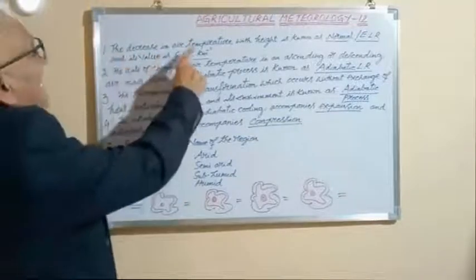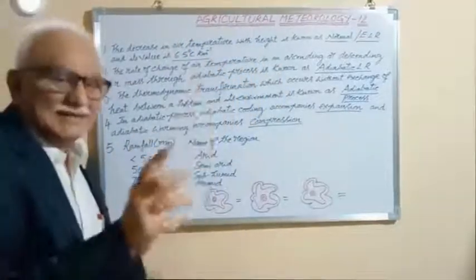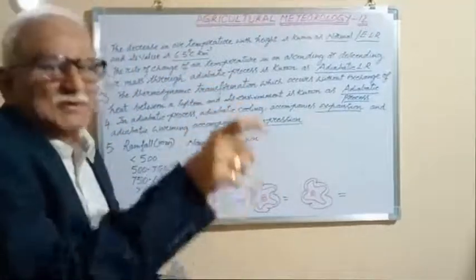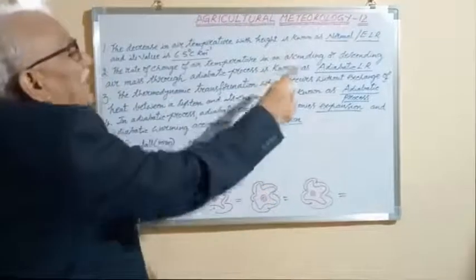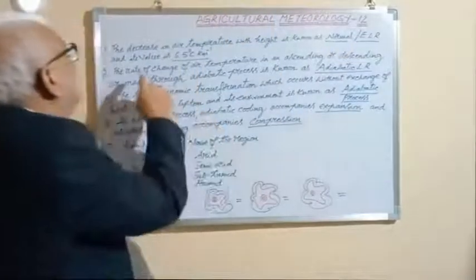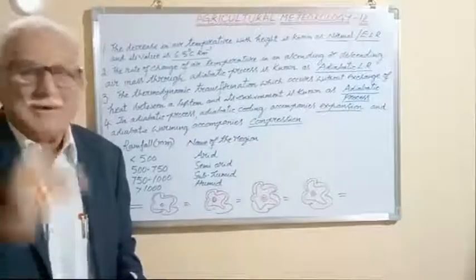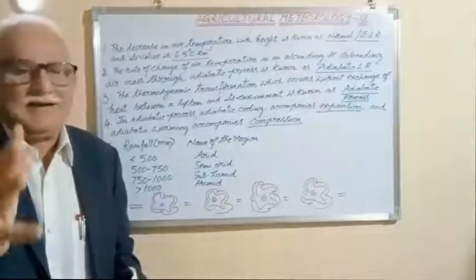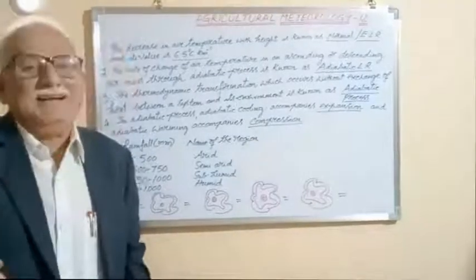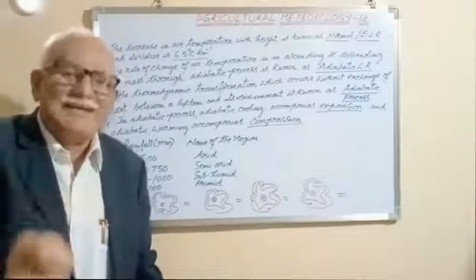The decrease in air temperature in the atmosphere with the increase in height, particularly in the troposphere, we call the normal or environmental lapse rate. Its value is 6.5 degrees centigrade per kilometer. If it is dry adiabatic, it is 10 degrees centigrade per kilometer. If it is saturated adiabatic lapse rate, it is 5 degrees centigrade. The average is not 10 plus 5 by 2. It is 6.5 degrees centigrade per kilometer.